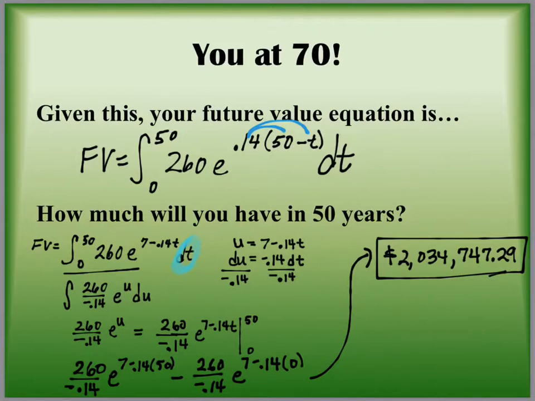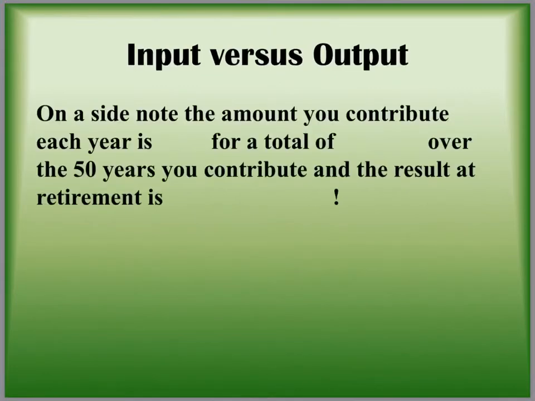So let's think about what really happened then. I know you're writing still, so let me pause. How much money did you actually invest? How much money did you invest each year? $260 a year, right? For how many years? 50. Could you find out for me how much money you put total into that account? $13,000 is the right number.